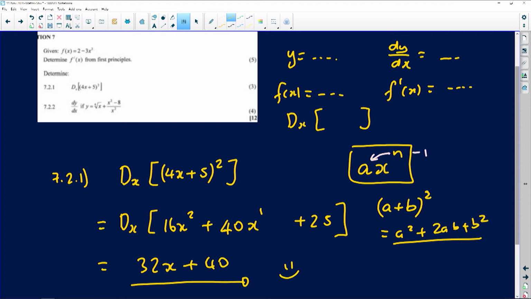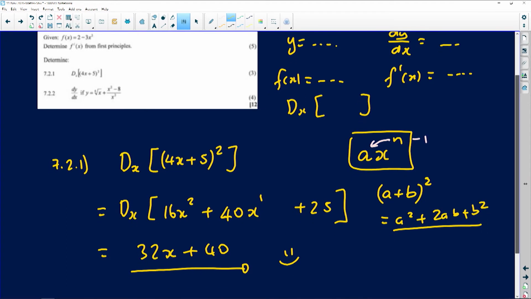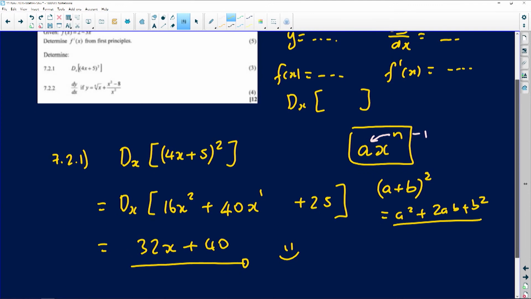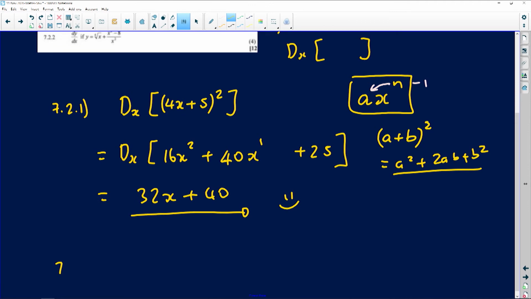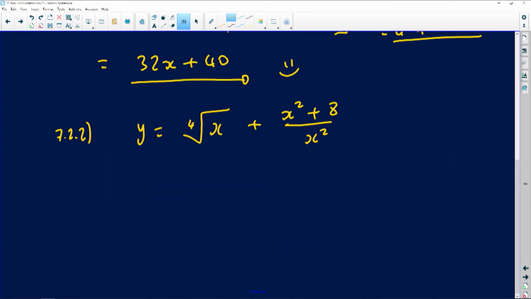The last one looks much more exciting. They're saying to us here, we have to find dy over dx if y is the fourth root of x plus, and now this is where it becomes exciting, x squared plus 8 over x squared. Let's copy that down, 7.2.2. Now we need to find the derivative of this. Remember what I said, everything needs to be coefficient, base, exponent.